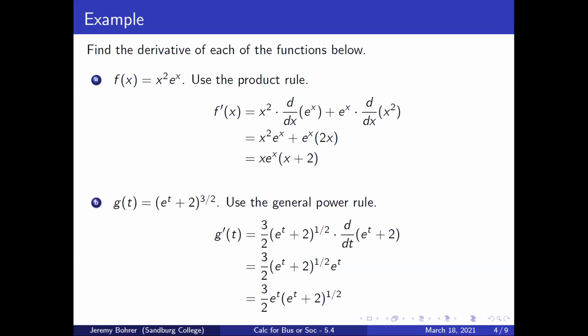G of t equals e to the t plus 2 to the 3/2 power. We use the general power rule. So g prime of t is equal to 3/2 times e to the t plus 2 to the 1/2 power times the derivative of e to the t plus 2. So then that's 3/2 e to the t plus 2 to the 1/2 power times e to the t. So we get 3/2 e to the t times e to the t plus 2 to the 1/2 power.